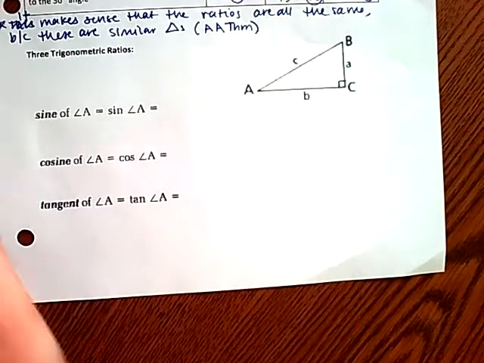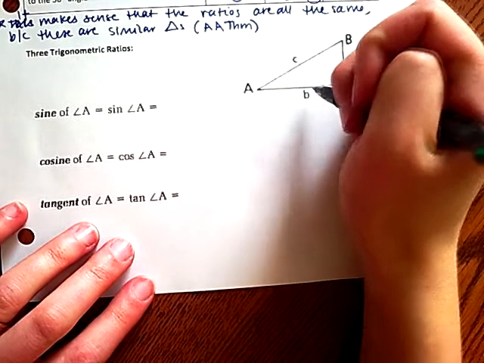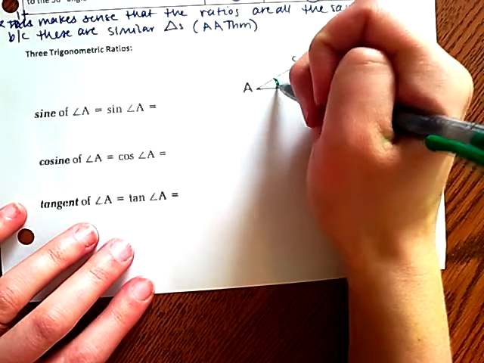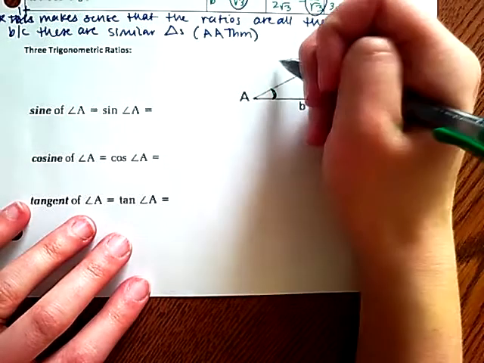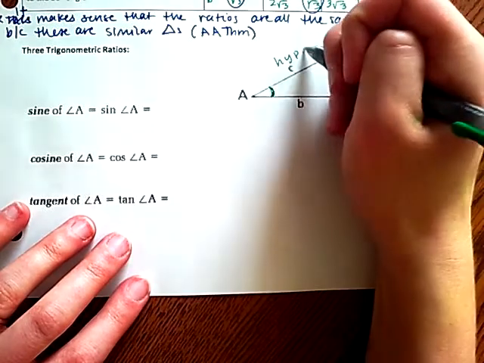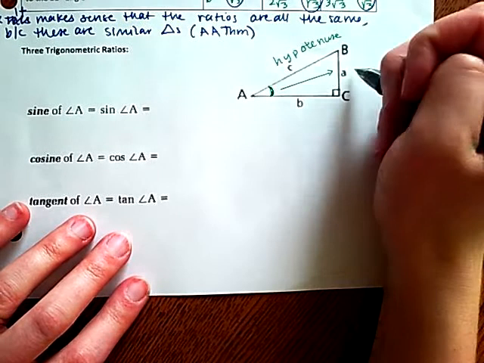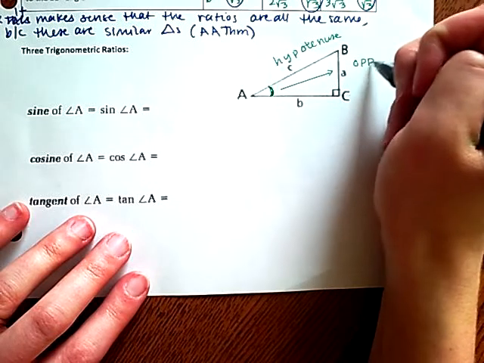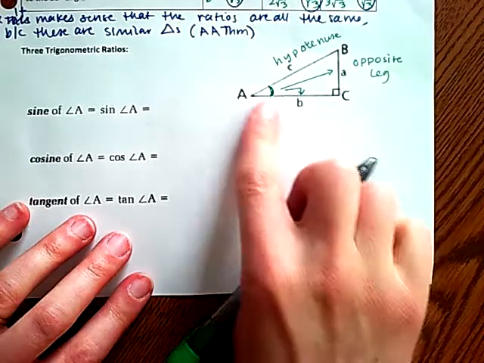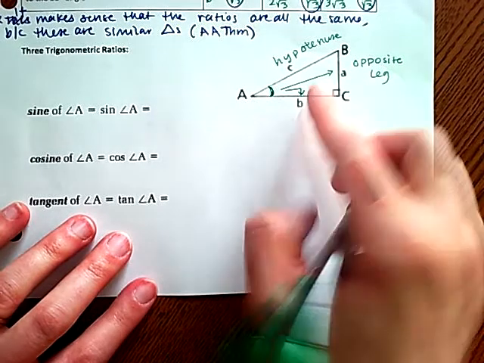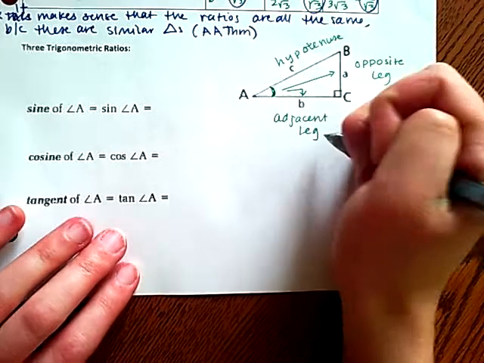So I'm just going to write this out for you guys. Remember that if we're talking about angle A, then the side across from the right angle is the hypotenuse. And then the side across from angle A would be the opposite leg. And then the side directly next to it that's not the hypotenuse would be the adjacent leg.